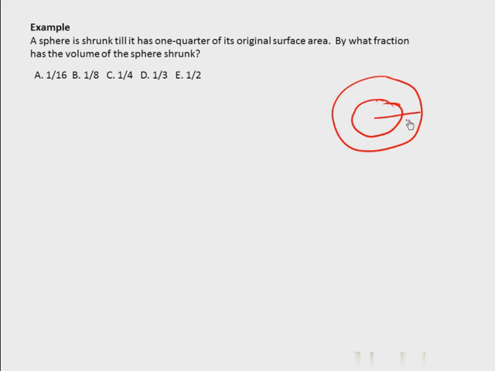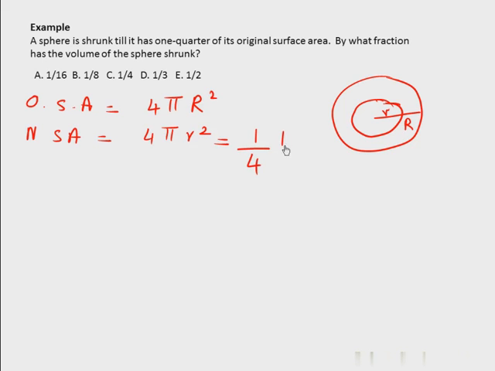So let's call the original radius big R and the new radius small r. We need to figure out how big R has changed to small r, or the relationship between the old radius and the new radius. So I know that the surface area has shrunk. So the original surface area was 4 pi R square. The new surface area is 4 pi little r square, and that is 1/4 of the original surface area, 4 pi R square.